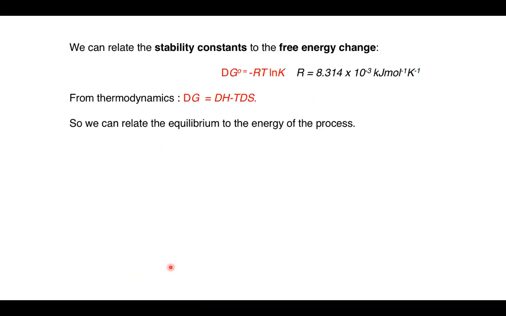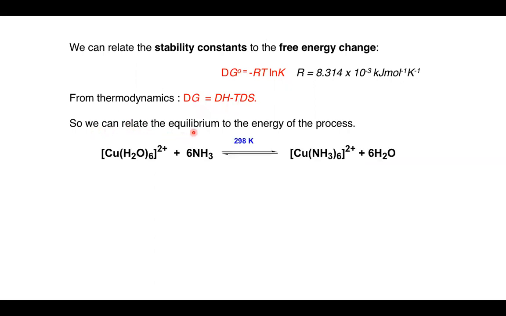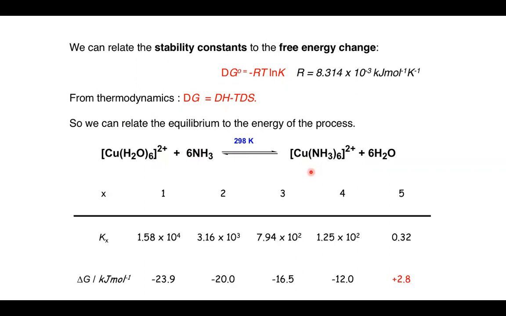So we can relate stability constants to the free energy change. The Gibbs free energy, delta G, is equal to minus R T ln K, where R is, of course, the universal gas constant. So from thermodynamics, we can relate the free energy to the enthalpy and the entropy. Delta G is equal to delta H minus T delta S. And so we can relate the equilibrium to the energy of the process. So here is the replacement of 6 water ligands with 6 ammonia ligands. It would, of course, happen stepwise, but this would be the overall reaction system.